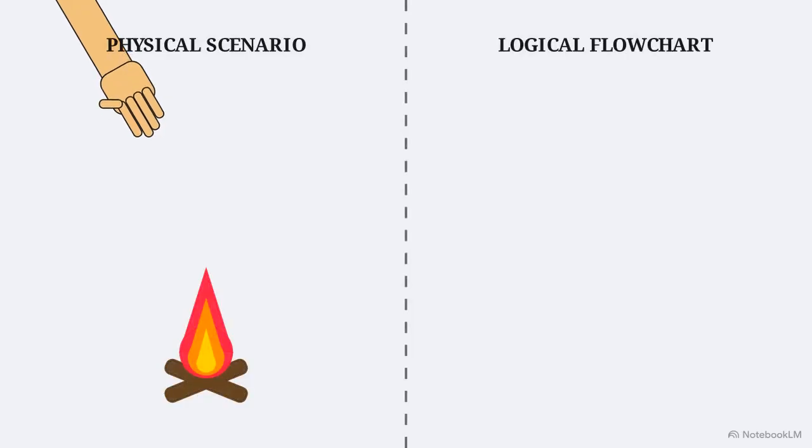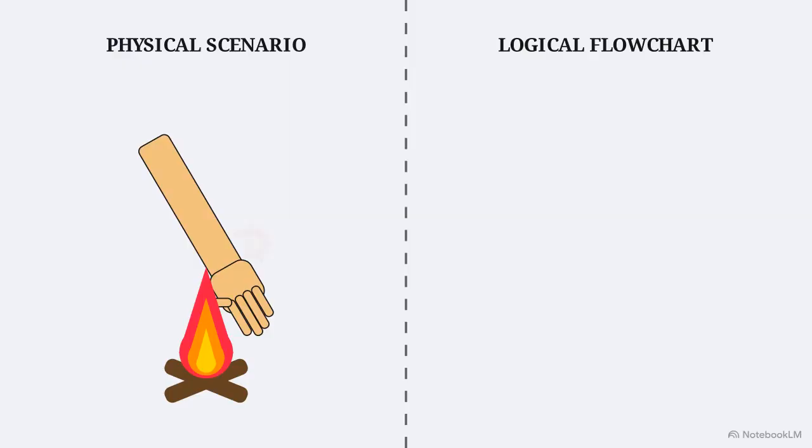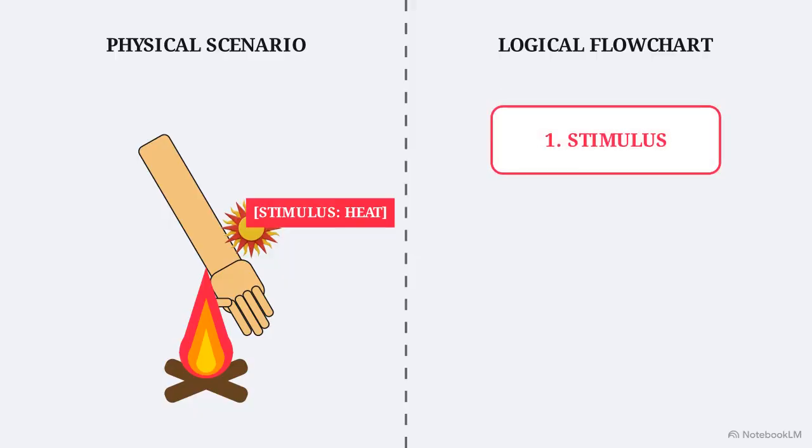On the left, a hand nears a campfire. The heat you feel is a stimulus, a detectable change in your environment. Notice how we track this on the right side as the first step in our flowchart.